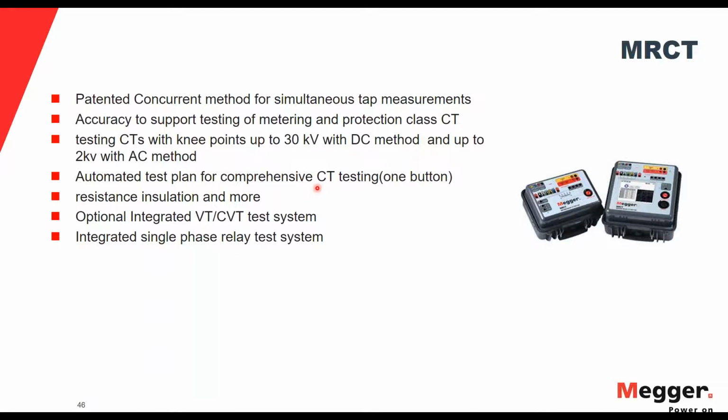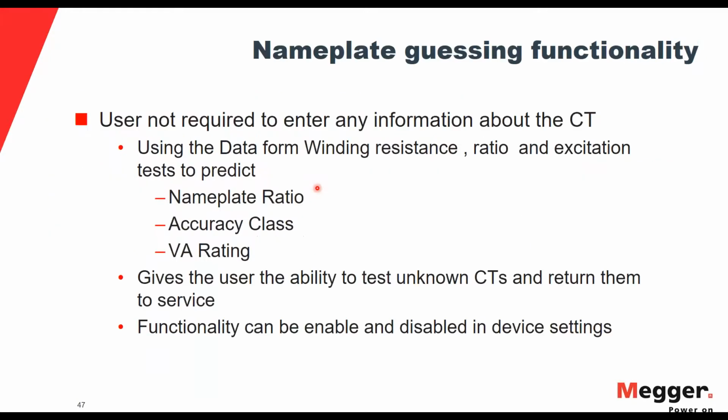So one of the things to highlight in the MVCT and MRCT is the nameplate guessing. If, for example, you don't have a nameplate, you just give it the standard and any information that you can gather, and it will guess these values for you for the CT. Of course, it does have some limitations since it's a guessing function. So no assessment will be done. It will not give you pass or fail, because these are guessed values.